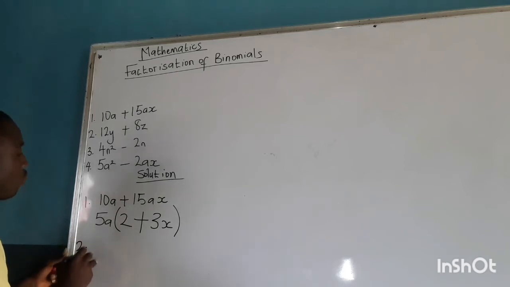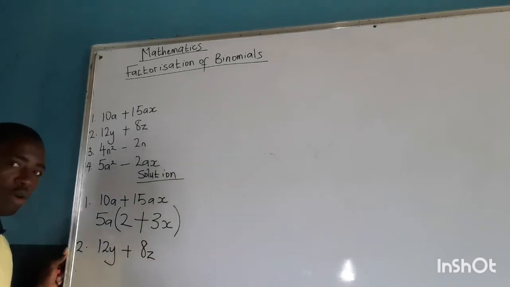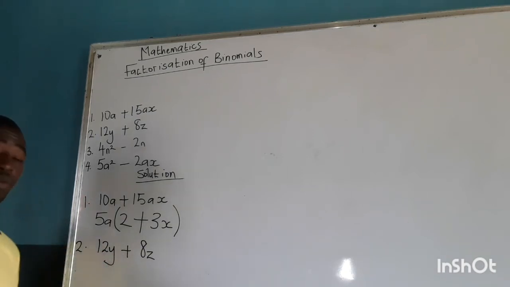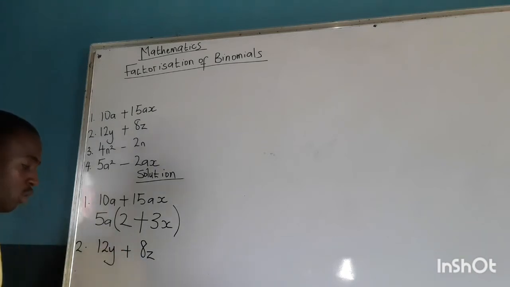Now for number 2, you have 12y plus 8z. 12y plus 8z. So you go through the same method. What is common between these two of them? 2 is common. 2 can divide 12, 2 can divide 8, but 2 is not the highest. 3 cannot divide 12, cannot divide this one. 4 can divide 12, it can also divide 8. 5 cannot, 6 cannot, 7 cannot, 8 can only divide 8, it cannot divide 12. And so since you have reached 8, you cannot continue again. So our answer is 4. Only 4 is the highest number that can divide 8 and 12.